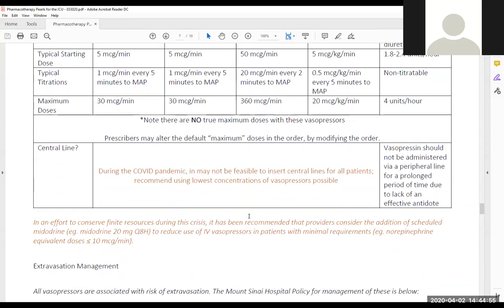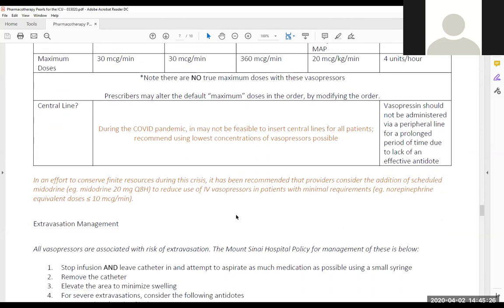One thing we've been doing too, because as we see, we're going to be having more patients on the vents, more patients on sedation, more patients going to be requiring vasopressors, is that in an effort to conserve our resources for vasopressors, we've been recommending to our ICU leadership to start midodrine, 20 milligrams Q8 up front to reduce the amount of IV vasopressors our patients are actually going to need. So midodrine, you can consider that to be an oral vasopressor. It only acts as an alpha-1 agonist. So something you might be seeing ordered a lot more, especially for the ICU patients.